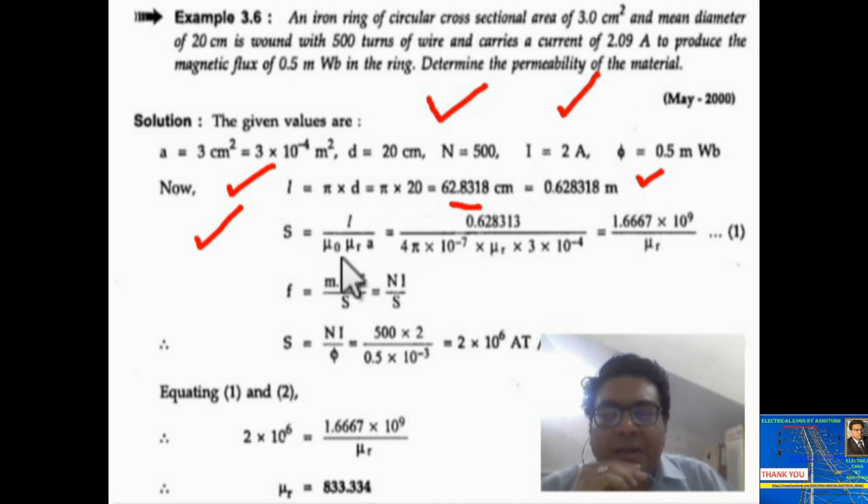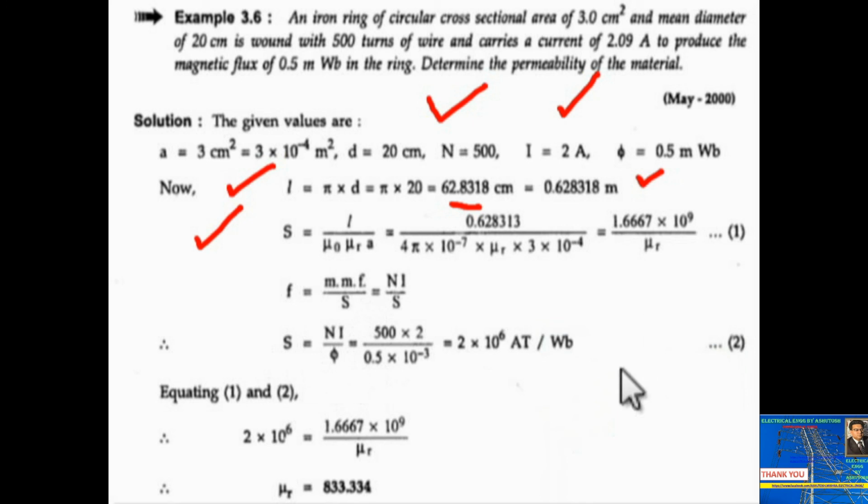You already know, L upon mu 0 mu r into A, and then put all these values. And then there is a formula, reluctance is equal to Ni upon flux. So just put all the values. L is equal to this value, mu 0 mu r is to be found out, and 3 into 10 to the power minus 4 is the area of cross section. And then you can easily find out, the other formula for reluctance is Ni upon phi. So reluctance you can find out by this formula, Ni upon flux.